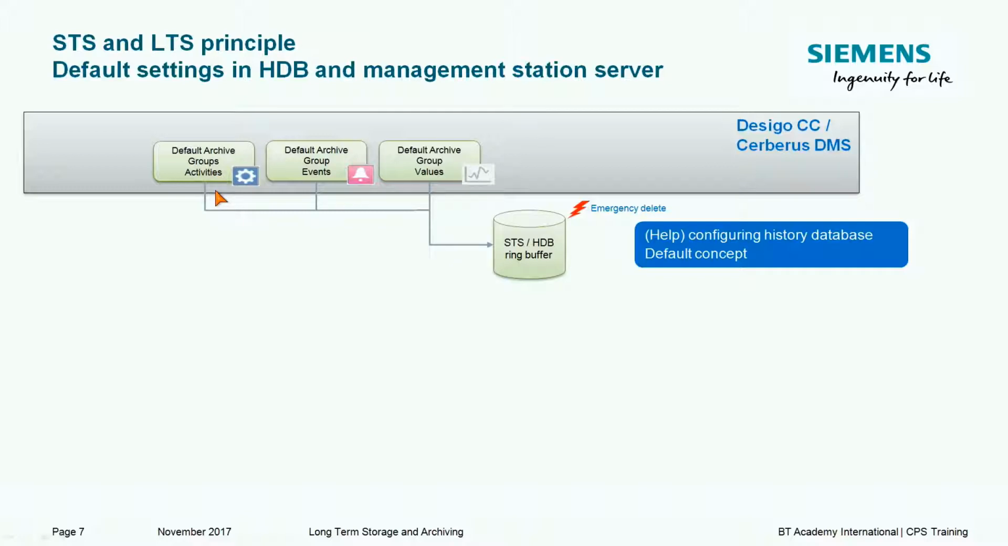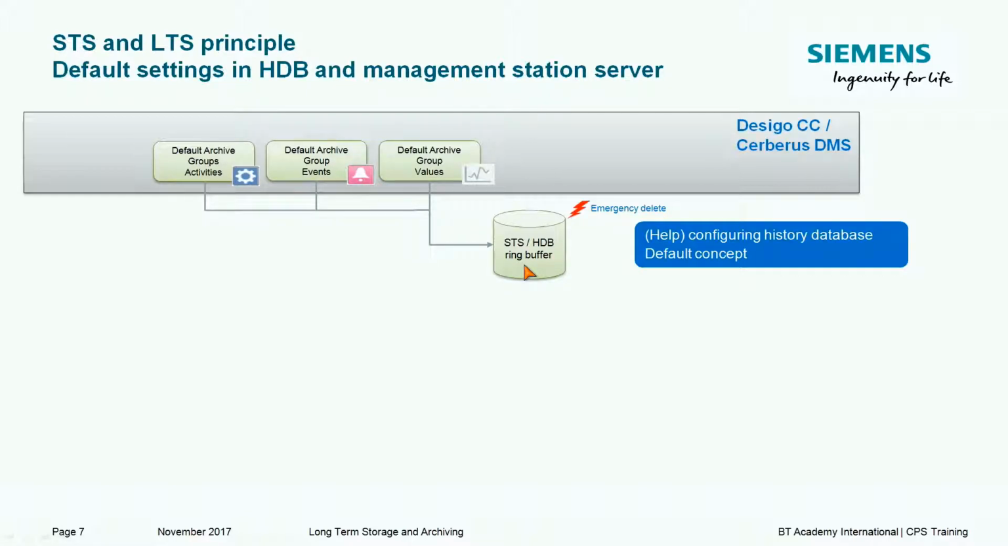So, per default, you remember, when we created a history database in version 2.1, and this is still the same in version 3.0, those groups are assigned to the short-term storage or HDB, and this is a ring buffer. If this is correctly set up, and what correctly means we will see in a couple of minutes, then you are going to fill up the size of the history database you defined in the project.